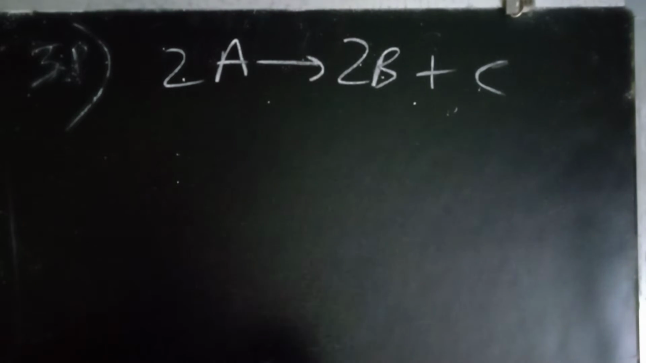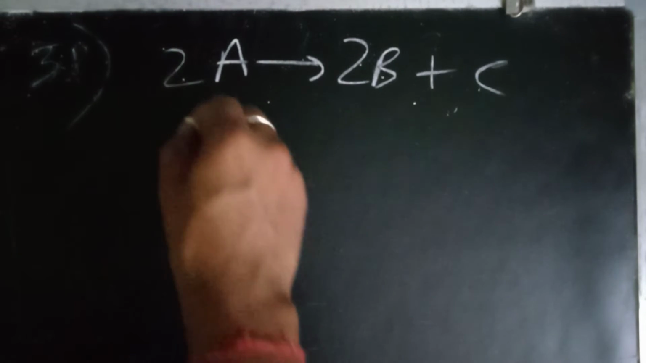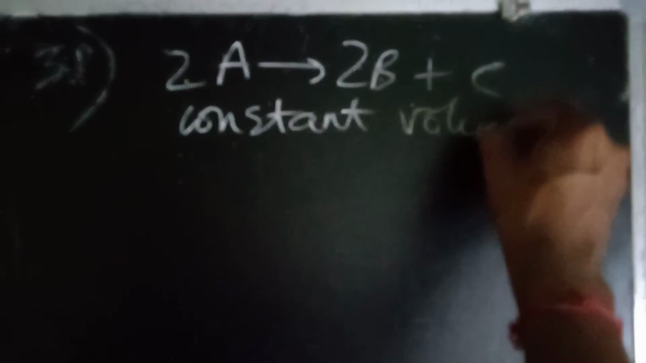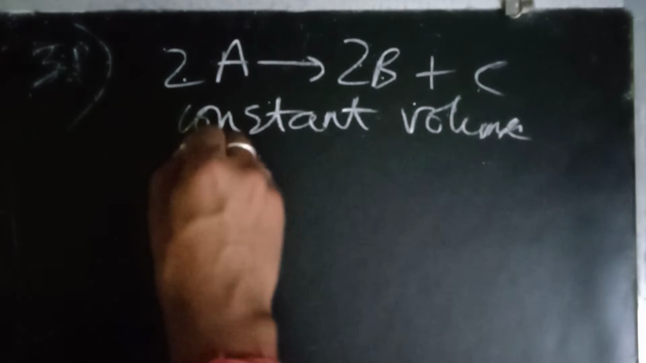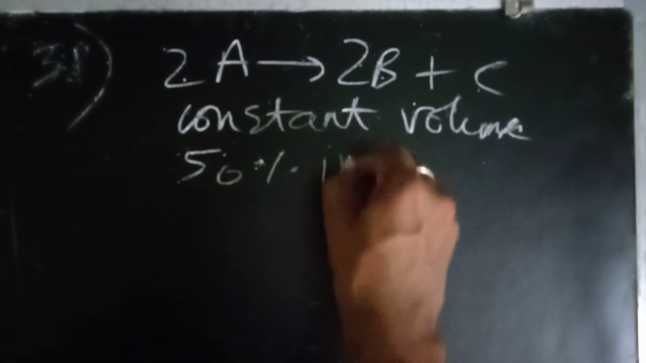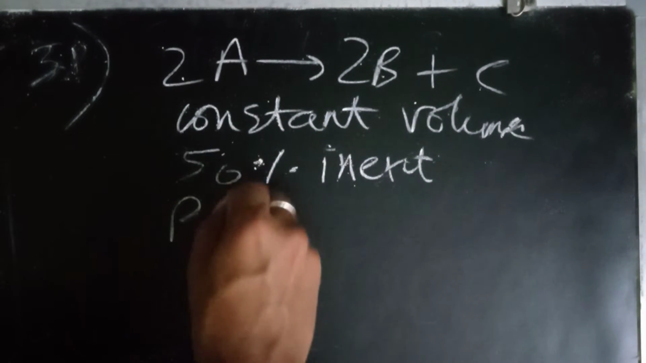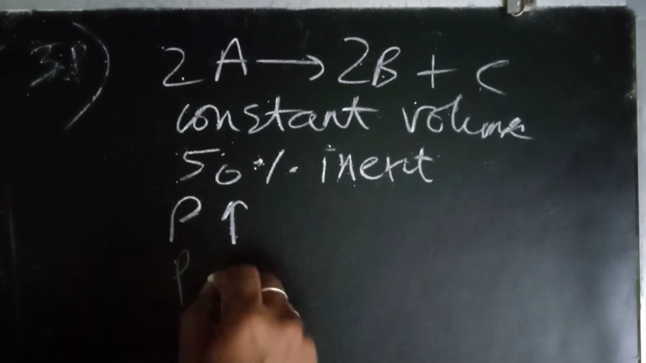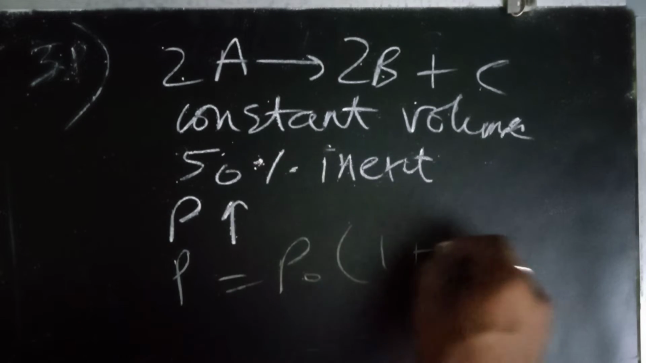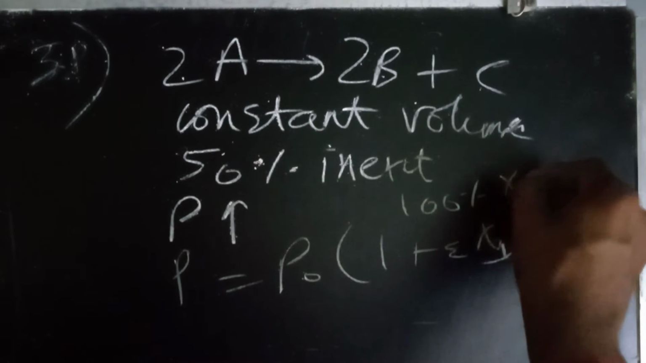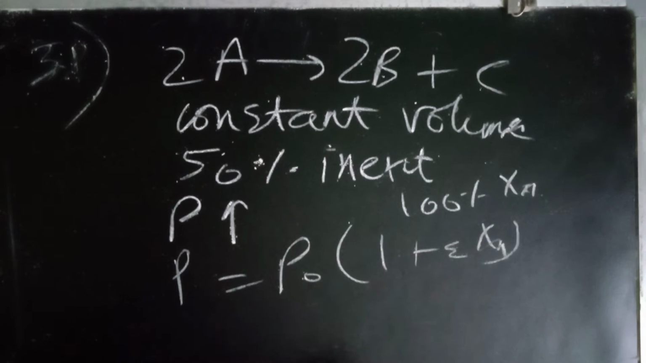The 31st question was, a reaction was given, 2A gives 2B plus C, and it was a constant volume. Remember this, constant volume. So how much will the pressure increase if there are 50% inerts? 50% inert is going in with A, so how much will the pressure rise? So can we use P equals P naught times 1 plus epsilon XA at 100% XA? Then how much will this increase?